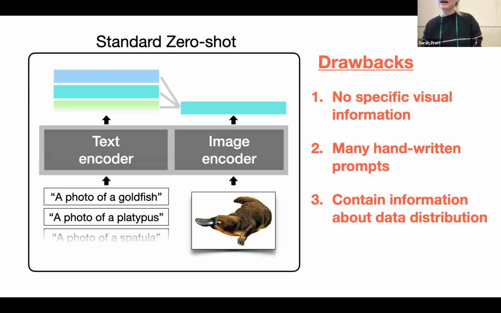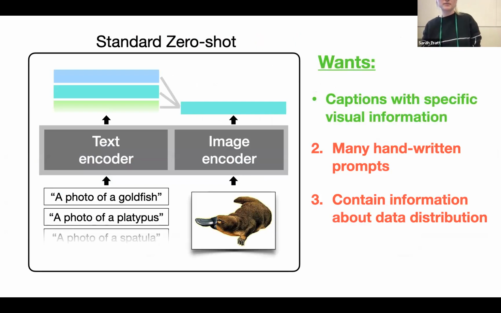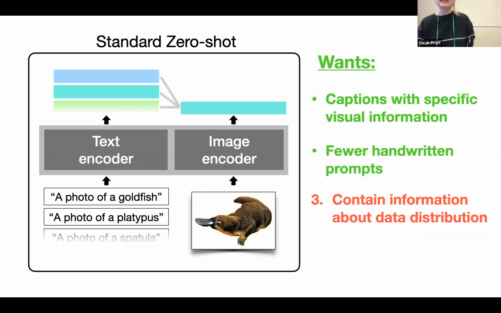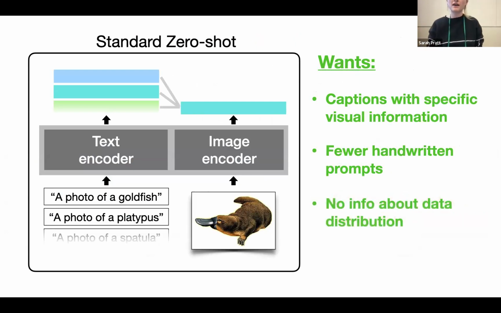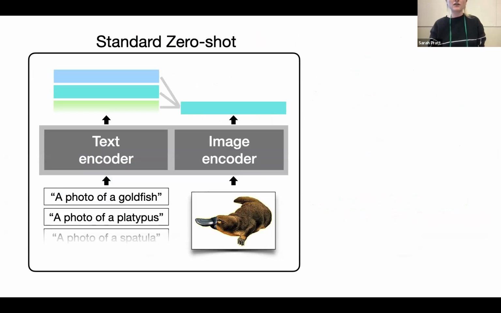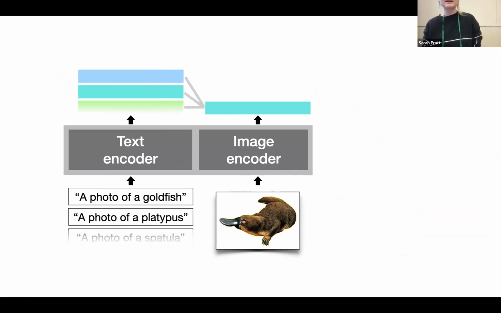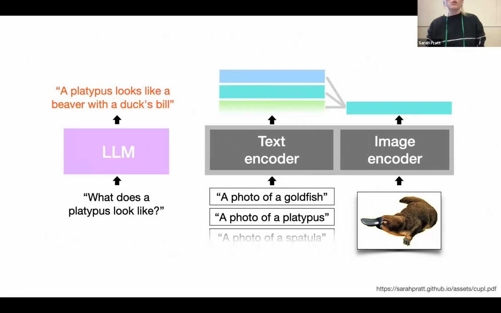In particular, we want our captions to contain specific visual information while requiring fewer handwritten sentences and to not use prior knowledge about the data distribution. And we want all these things while still maintaining or increasing the accuracy of the model. As I've already mentioned, we're going to use an LLM to accomplish this. So instead of the standard setup where we use prompt templates, we are simply going to ask an LLM to provide a description or multiple descriptions of our image categories.